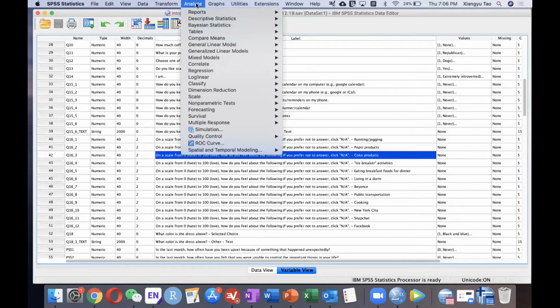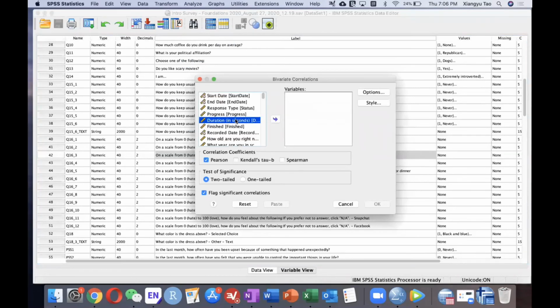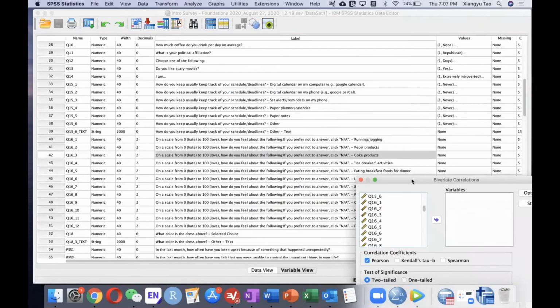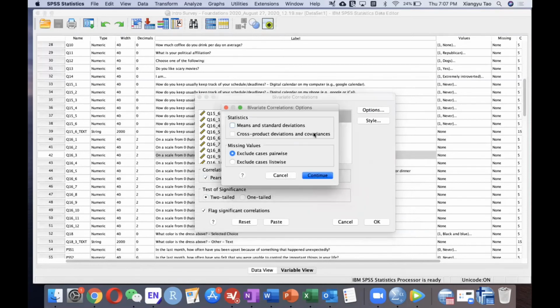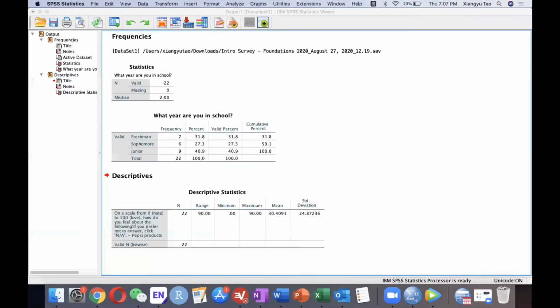So let's do Analyze, Correlate, Bivariate. Same as we did before, we switch it to display variable names. We look for question 16, 2 and 3. We want to do Pearson's correlation, which is good. We want to do a two-tailed test of significance. Options: we want to see the means and standard deviations. We can have it. And okay.